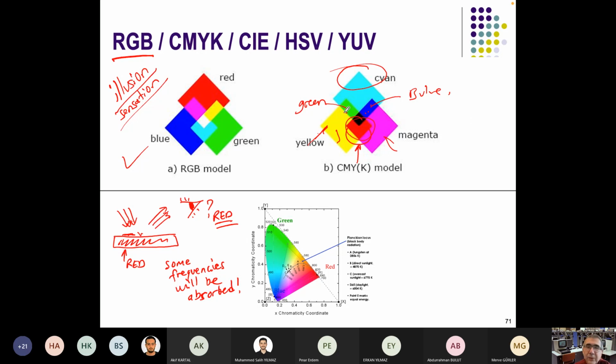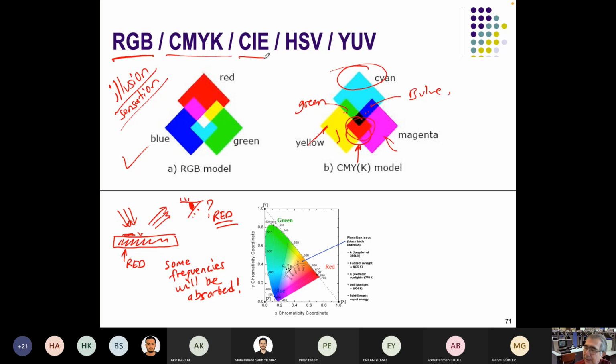Okay. So that CMYK model is based on absorption. Which frequencies you absorb. You paint with one ink, then one frequency type is absorbed. You paint it again with another ink, you absorb some other frequencies. So that makes the combination of multiple frequencies for color painting.